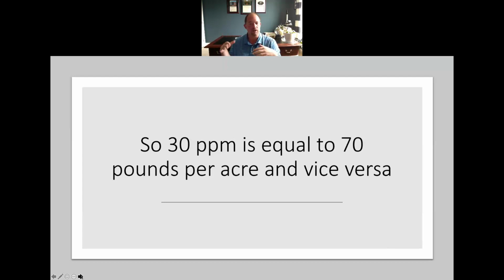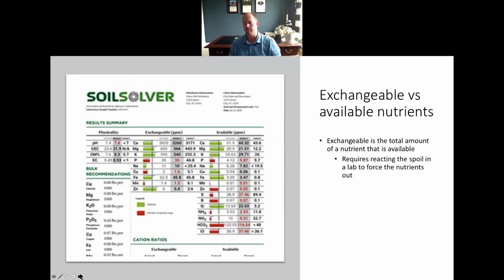And now when you look at a soil test, if I have it in terms of parts per million, all I have to do is double that to get the pounds per acre of available nutrient. Or if I'm given the pounds per acre of a given nutrient, I can divide that by 2, and that will give me the parts per million of an available nutrient. So another thing that we want to talk about when we look at soil tests is the concept of exchangeable versus available nutrients.